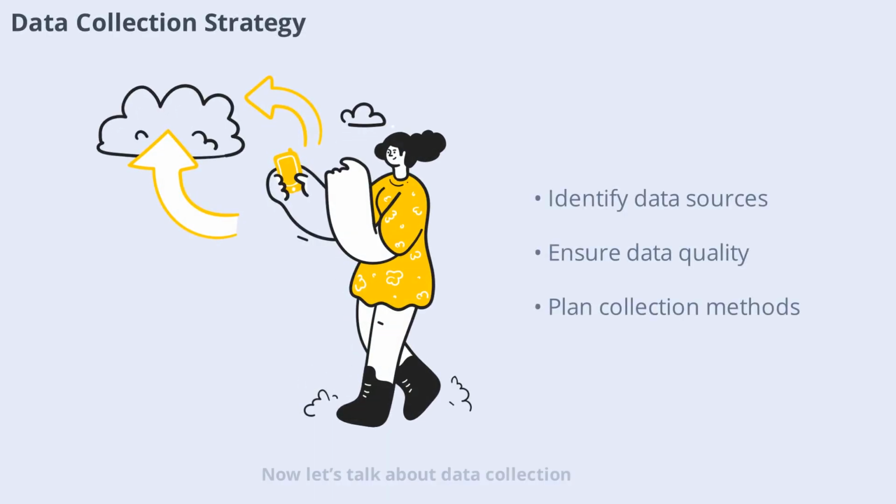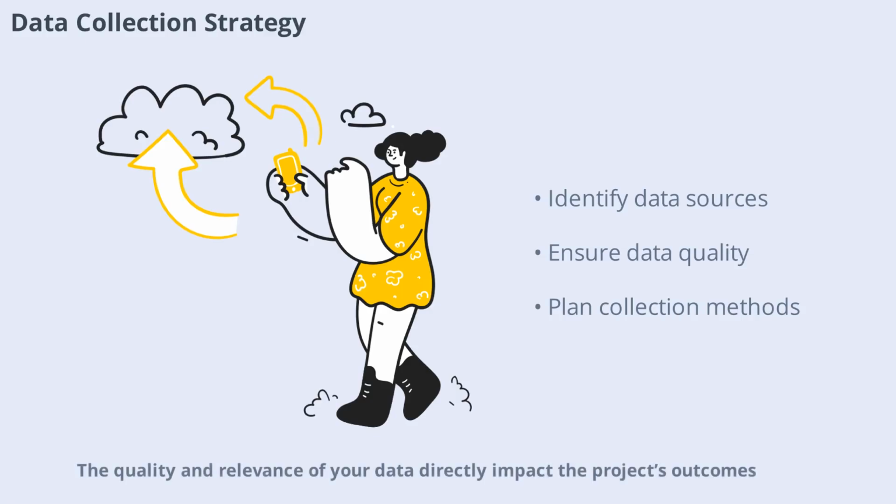Now let's talk about data collection. This step is all about deciding what data is needed and how to gather it. The quality and relevance of your data directly impact the project's outcomes. Data can come from various sources: internal databases, external APIs, surveys, or even manual entry. It's important to ensure the data is accurate, complete, and timely. A solid data collection strategy lays the groundwork for meaningful analysis and reliable results.